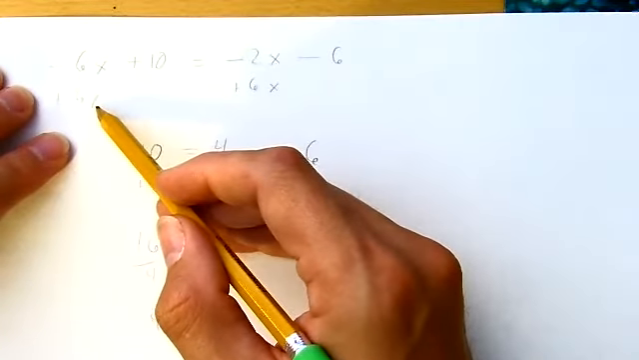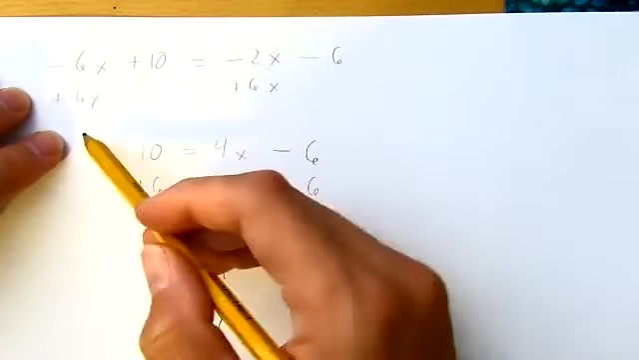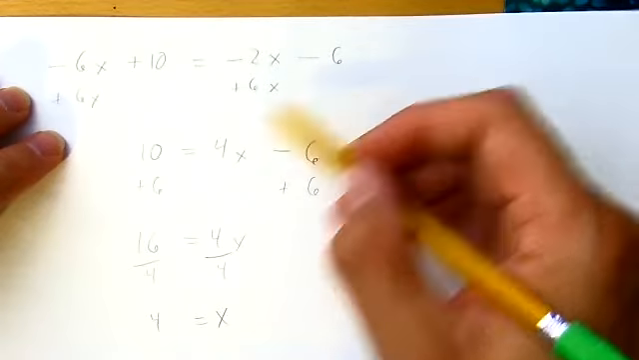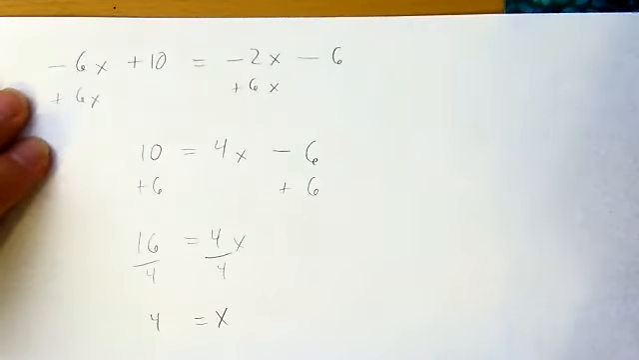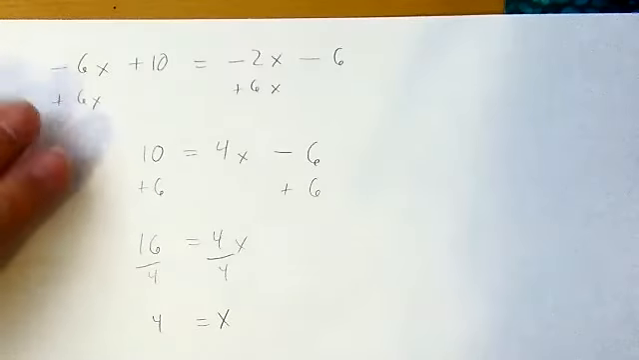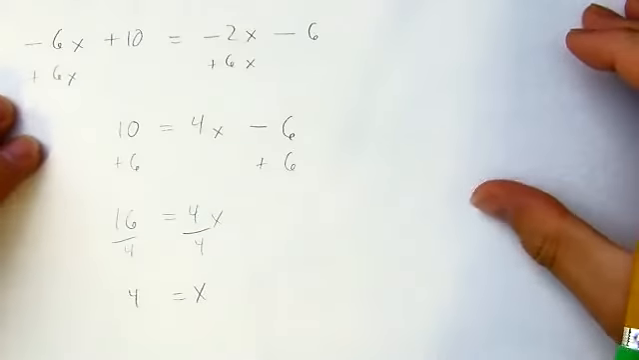Now, if you would have moved the 2x over here, you would have ended up with a negative 4x plus 10. Then you would have had to subtract 10, and you would have had negative 4x equals negative 16. So then you would have divided by negative 4 on both sides, and you would have still ended up with 4, because negative 16 divided by negative 4. But the way I did it, you don't have to deal with as many negatives.